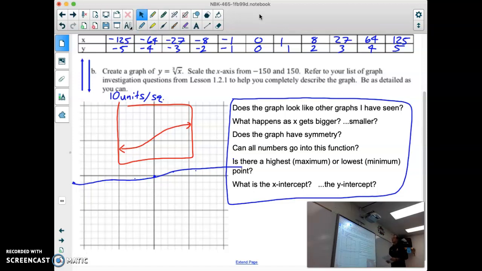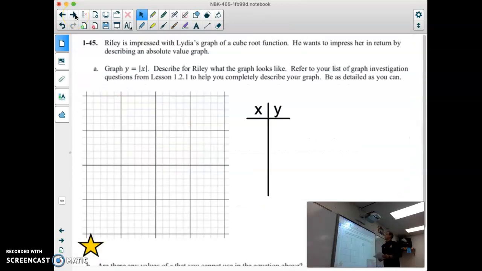Check your notes against the filled in notes that are going to be on It's Learning later today. Otherwise, we're going to keep moving. So now we're going to go to our absolute value functions.